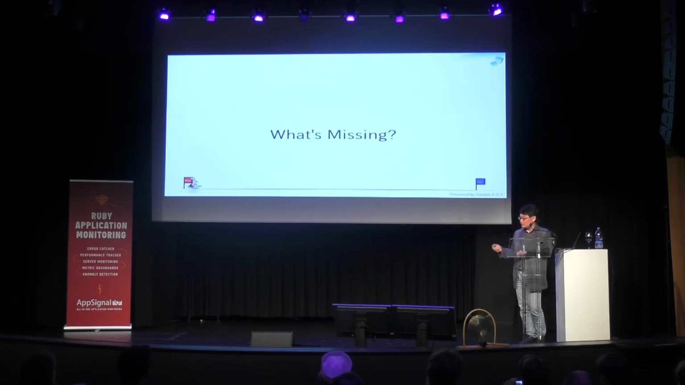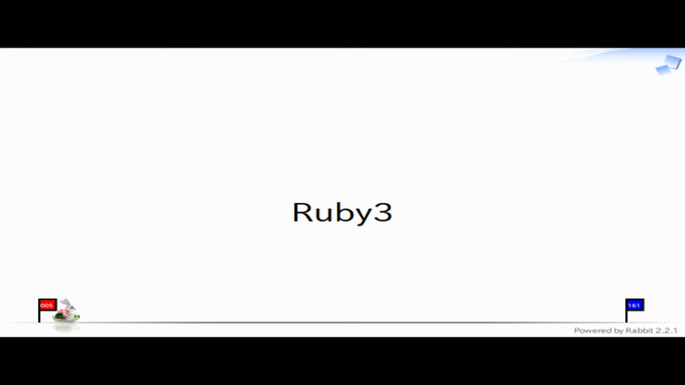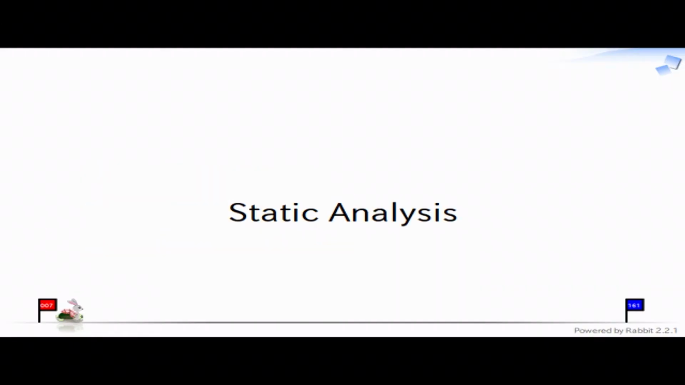We are working on Ruby 3 to fill the missing pieces of the Ruby language, for example performance, addressing multi-core, and bigger teams or projects. Then our future will be Ruby 3. We are working on performance, a new concurrency model, and static analysis. So let me talk about static analysis first.